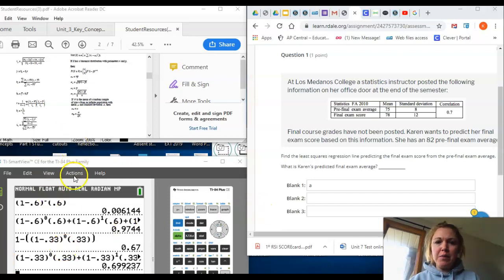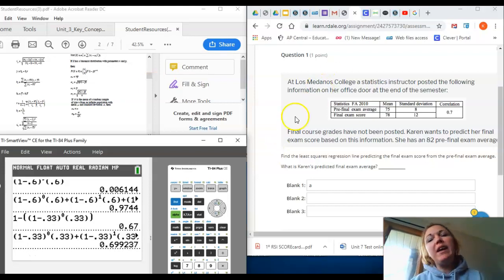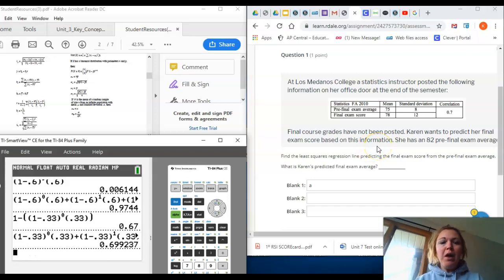Hi guys, I had someone ask me if I could make a quick video on how to do the quiz today when you are given statistics versus data to come up with a least squares regression line. Okay, so here we go. Let me start you off.